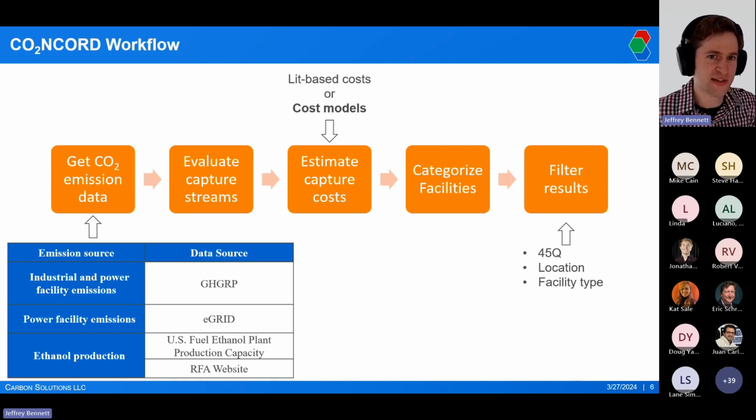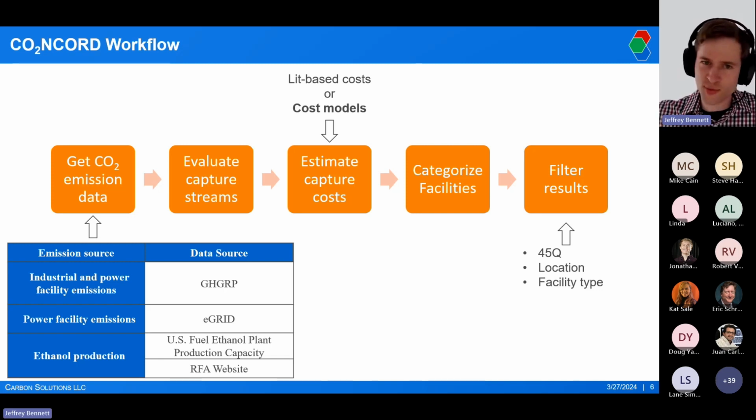We have two main ways of estimating cost: a literature-based approach, where we use information that's been released in literature or published in studies. When I show you the demo in a little bit, that's what the results are for there. The second approach we have is to use cost models. For this, we have advanced techno-economic models, and that is what is used in the white paper and what Kat will be talking about later.